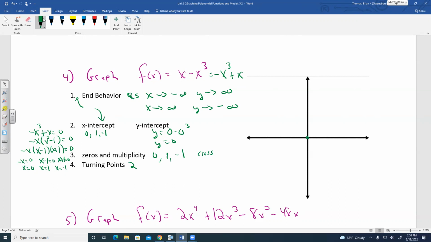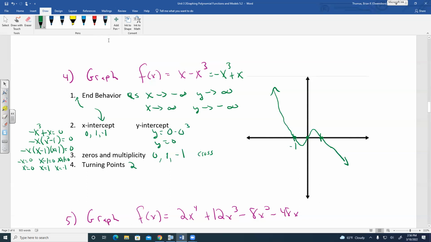0 is an x-intercept, -1 is an x-intercept, and 1 is an x-intercept. The y-intercept is 0. As far as end behavior goes, notice how the left side finishes up. So it has to come down. It's got to cross. It's got to turn to go through that x-intercept. It's got to turn again to go through that x-intercept. And then it's just going to finish down. So it does have 2 turning points in the graph.